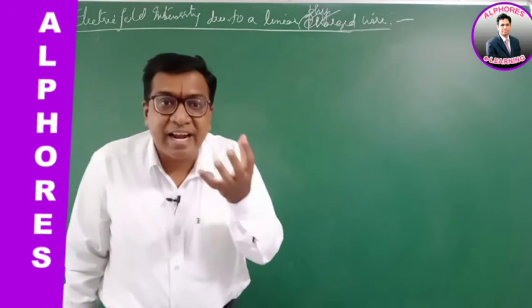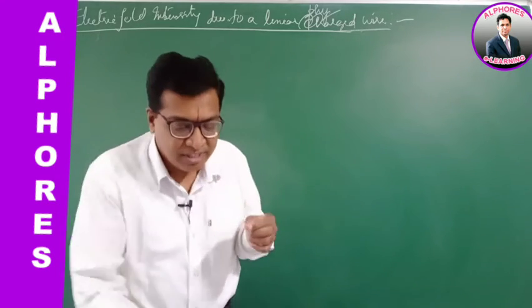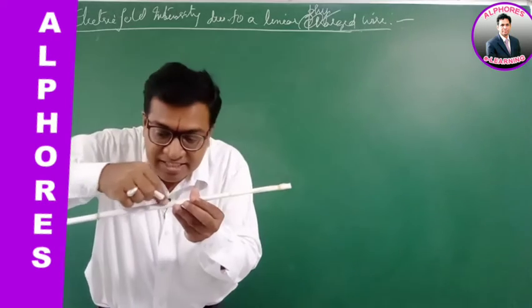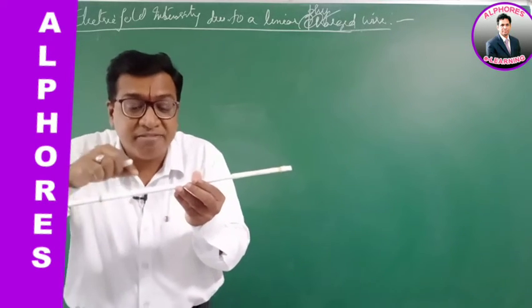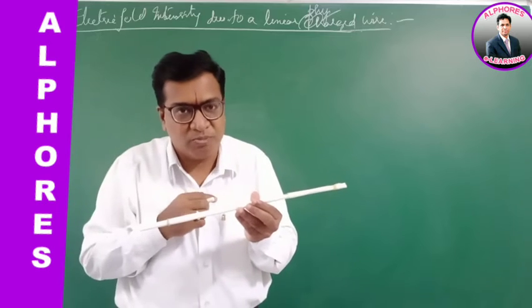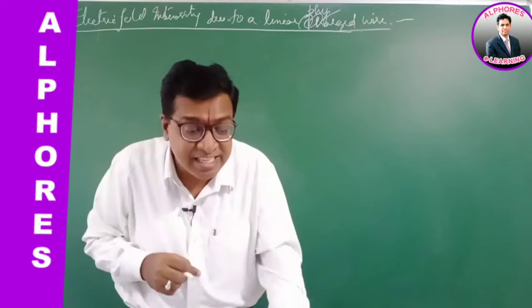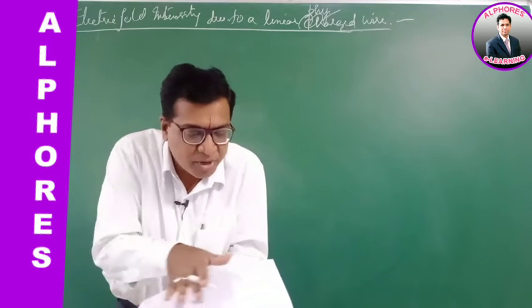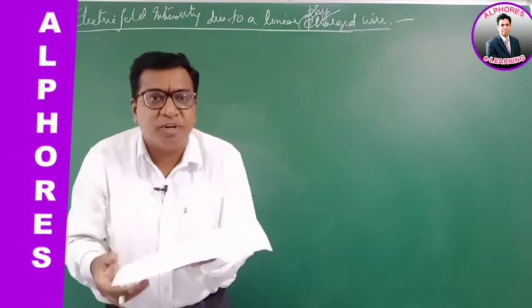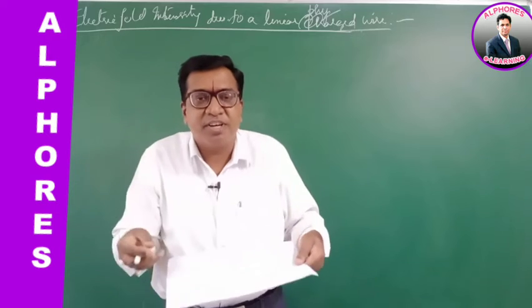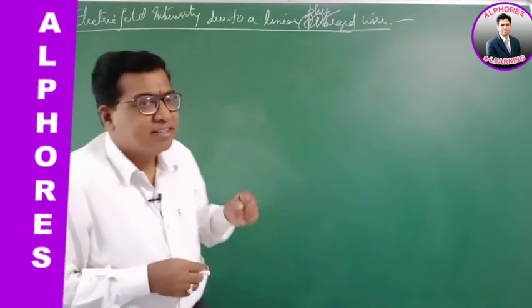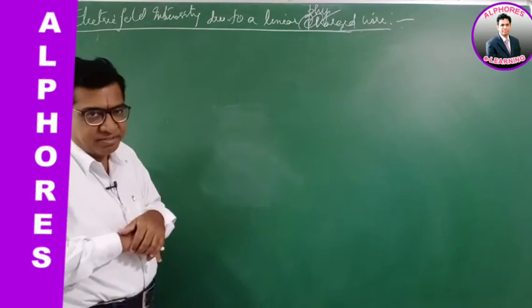But if there is a continuous charge distribution, charge spread over a line, a linear charge, continuously distributed, then for such things we cannot apply Coulomb's law. Similarly, for a charged sheet, if charge is spread over a plane, we cannot use Coulomb's law to find the electric field intensity. In such cases, we use Gauss law to derive the equation.